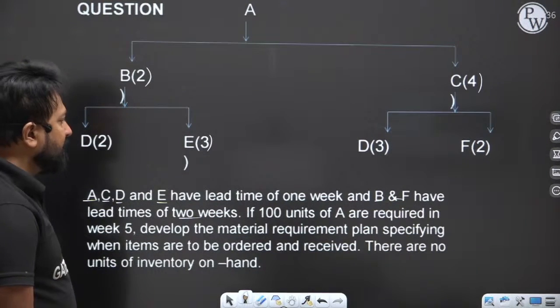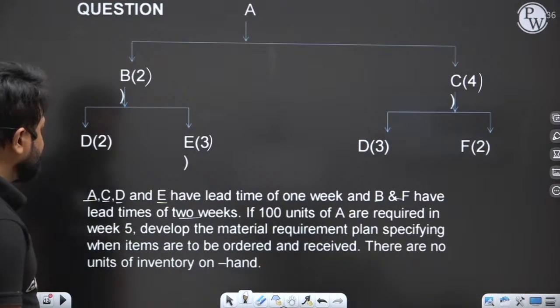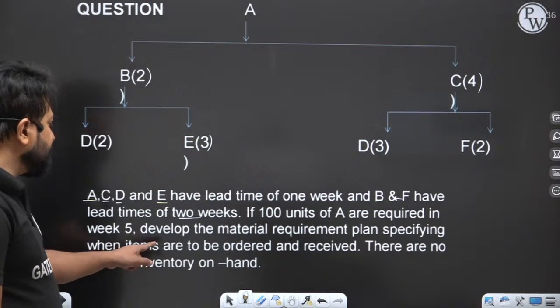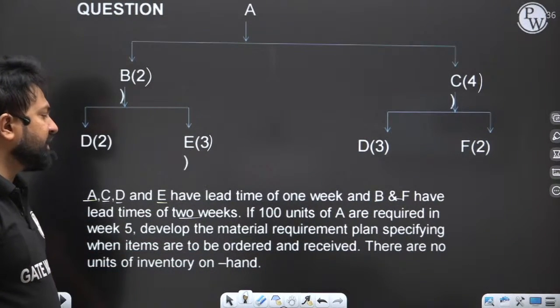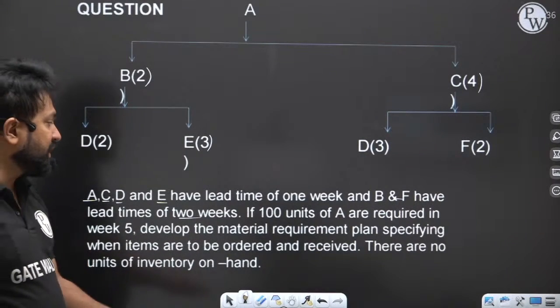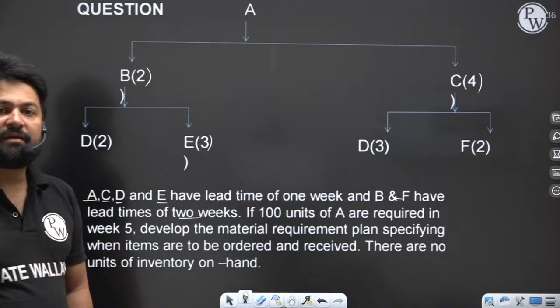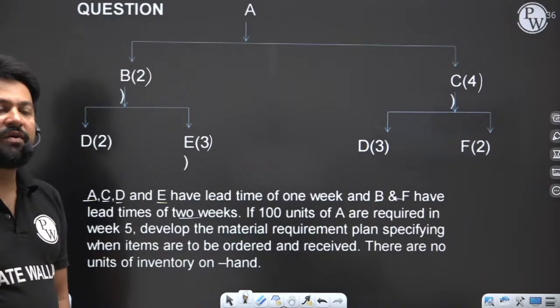If 100 units of A are required in week 5, develop the material requirement plan. Specify when items are to be ordered and received. There are no units of inventory on hand.